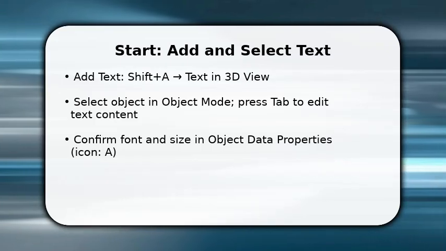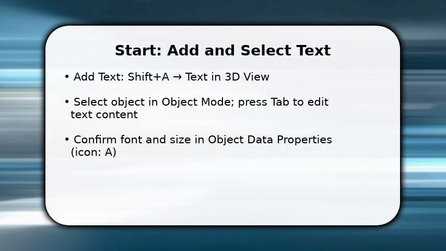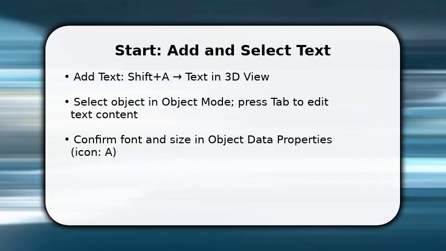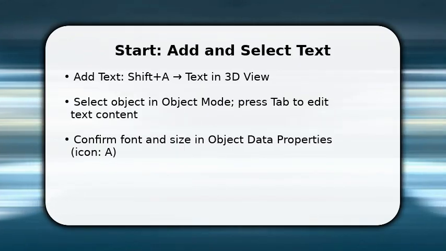You begin by adding a text object and immediately selecting it so you can edit. Use Shift-A and choose Text, then make sure you're in Object mode and select the new text. Once selected, press Tab to enter Edit mode and replace the default string with your desired words. Make sure to keep an eye on the viewport while you type so alignment and scale stay correct. This first step sets the foundation for all later formatting and transforms.